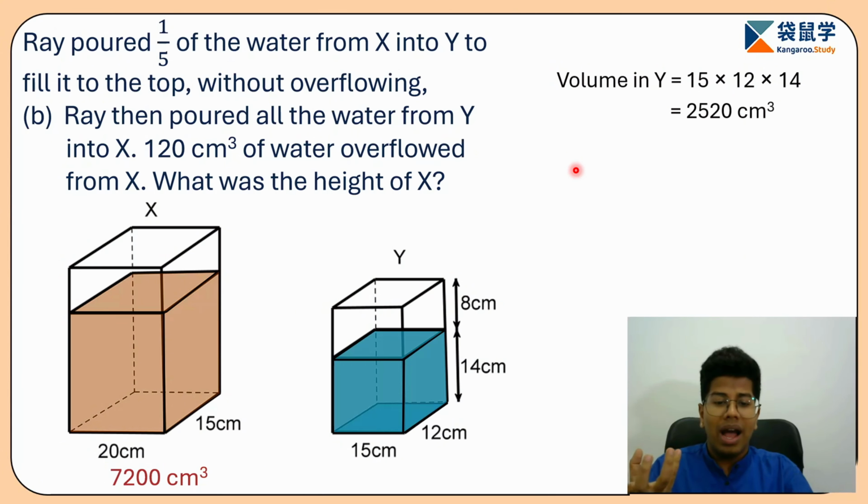Now, can I find out what is the height of X? Yes, volume is known. To find out height of X, we just need to divide it with base area. Base area is nothing but 20 times 15. So 9,600 divided by the base area, and if I solve it, it's just 32 centimeter. This means the height of tank X is nothing but 32 centimeter.